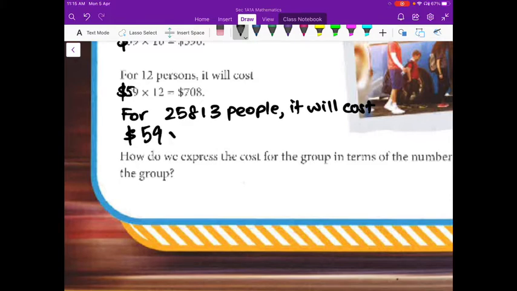59 times 25,813. 59 times 25,813. 1,522,967. Is this what you got? Right or not? Or my calculator got problem?